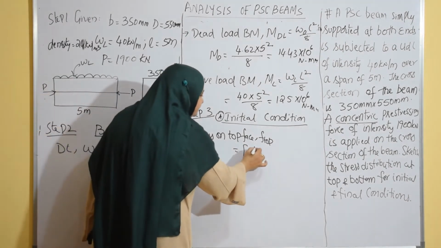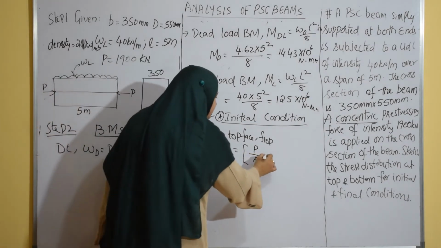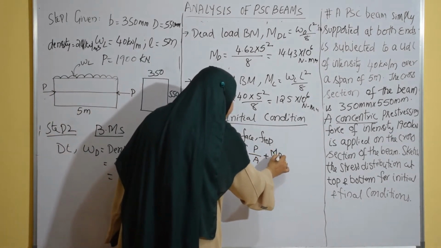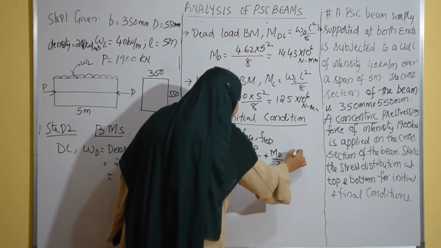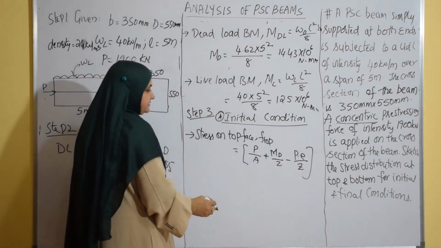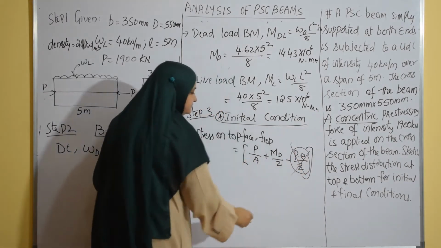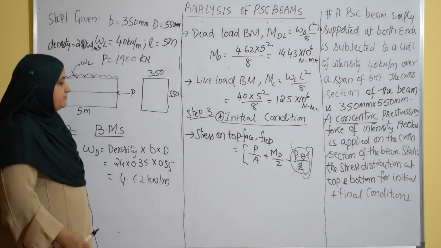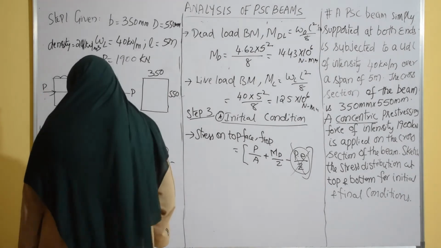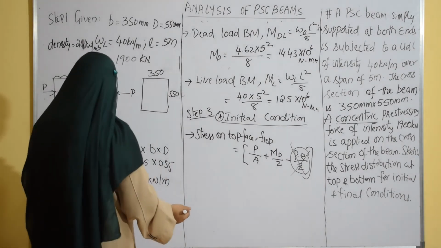So first I will write down the formula so that there is no confusion. P by A plus MD by Z minus P into E by Z. There is no eccentricity, so this is also vanished. So simply at top it is P by A plus MD by Z. So we have to calculate Z also, right?